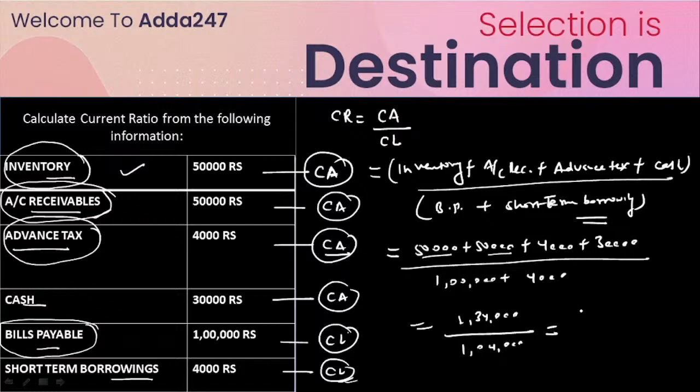And further, if we are going to solve this, it would be 67 is to 52. You can also write this as 1.29 is to 1. All right, so this is how we calculate a current ratio. First, we have to categorize in terms of current assets and current liabilities, and after that, we have to put all the values in the formula.